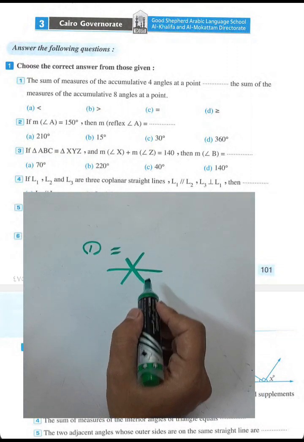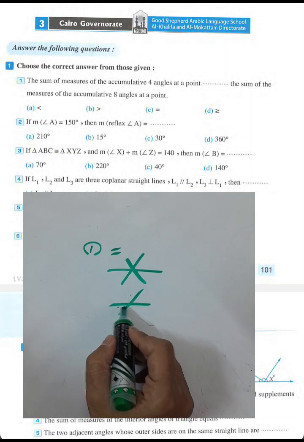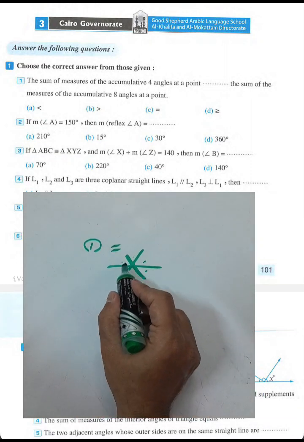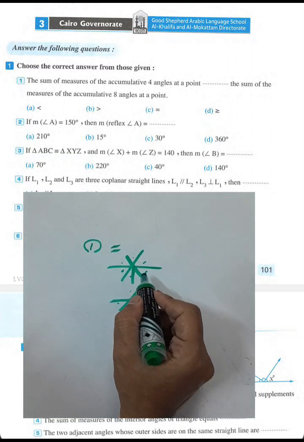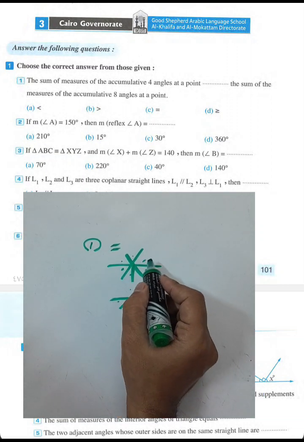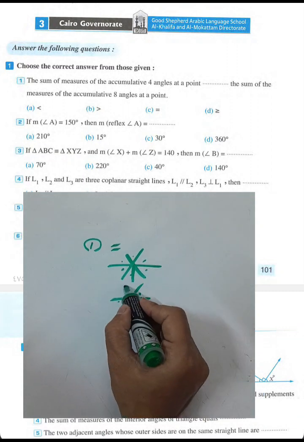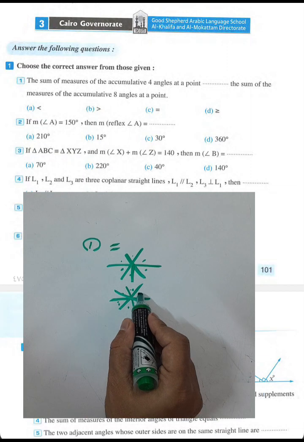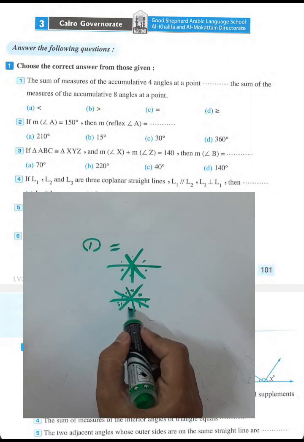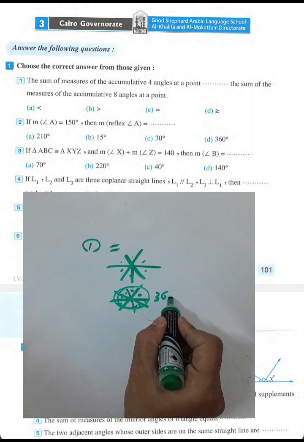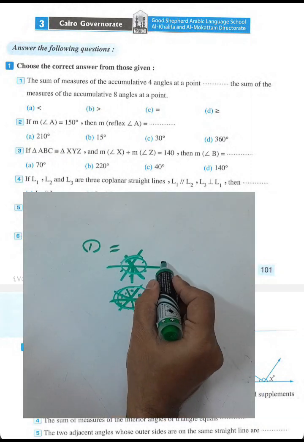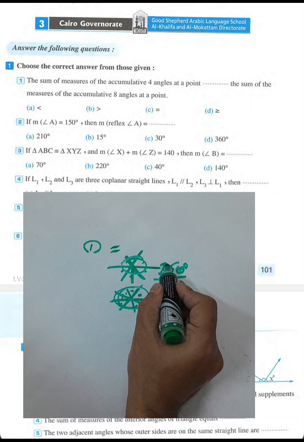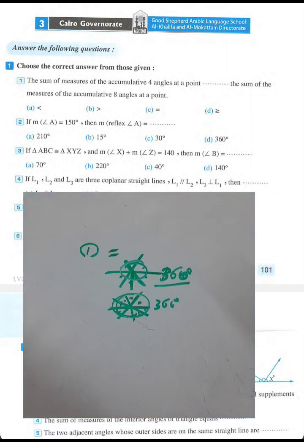If we have four angles, 1, 2, 3, 4, and 8 angles, 1, 2, 3, 4, 5, 6, 7, 8, the sum of the eight angles equals 360 degrees. And if we have four angles, the result of all the adjacent angles will be 360 degrees.